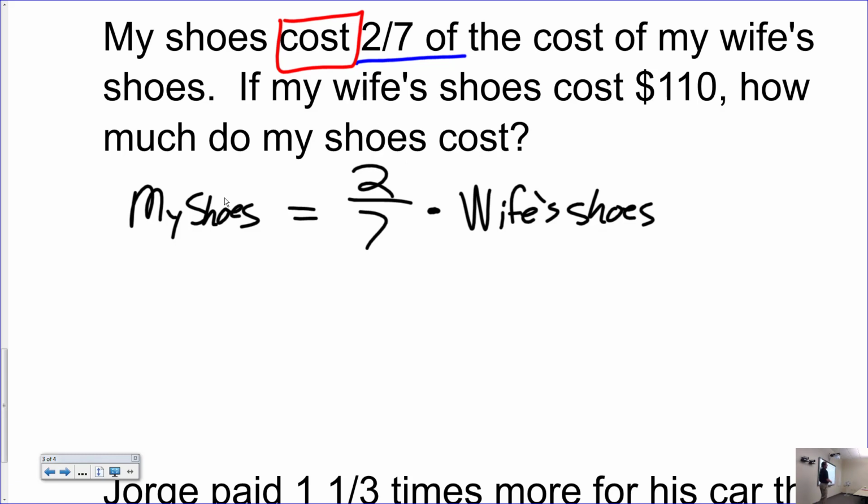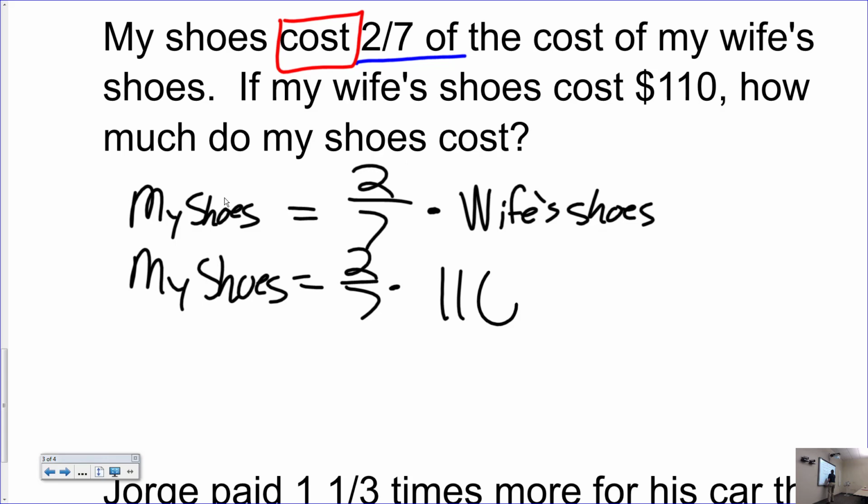Because what does the second sentence tell us? Her shoes are 110. What am I going to do with that 110? Put it in where you wrote my wife's shoes. Perfect. So my shoes equal 2/7 times $110.